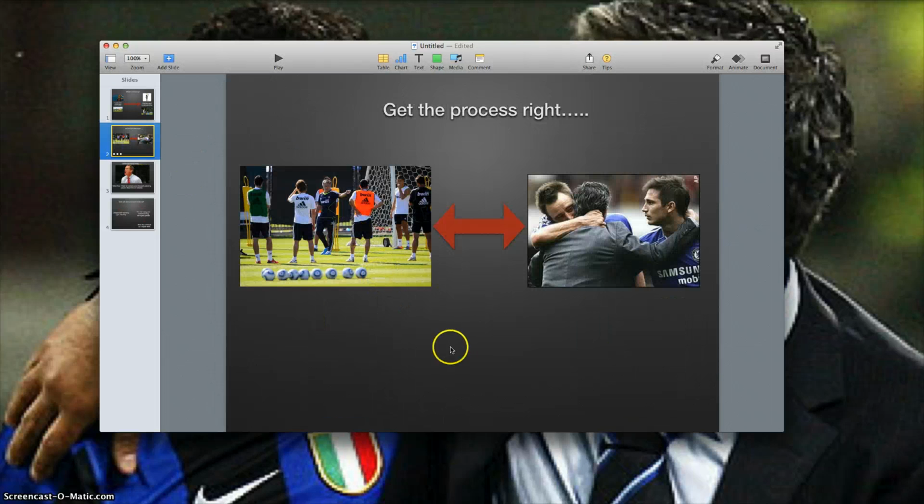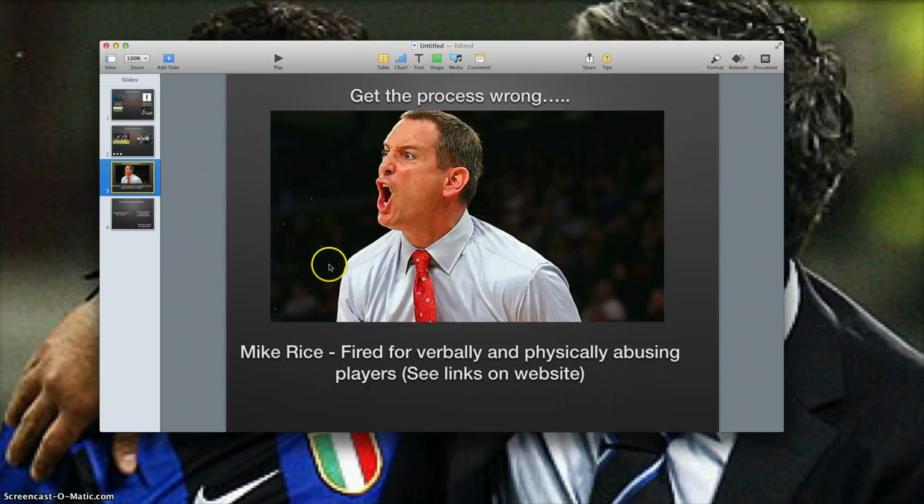You get the process right, you get something like this. Jose Mourinho again in the background, coaching on the left hand side, all the way through to players that respect him, that want to work for him, and ultimately has been a very successful coach. On the other side, if you get it wrong, you get something like this guy.